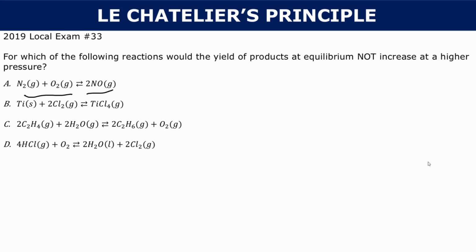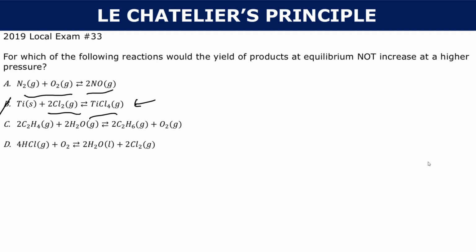Let's look at B. B has two gaseous particles on the reactant side and one gaseous particle on the product side. If we increase the pressure, the system would ask, how do I decrease the pressure? In this case, you could decrease the pressure by having more products. You could increase the forward reaction, and so the yield of your products would actually increase. So B cannot be the right answer.